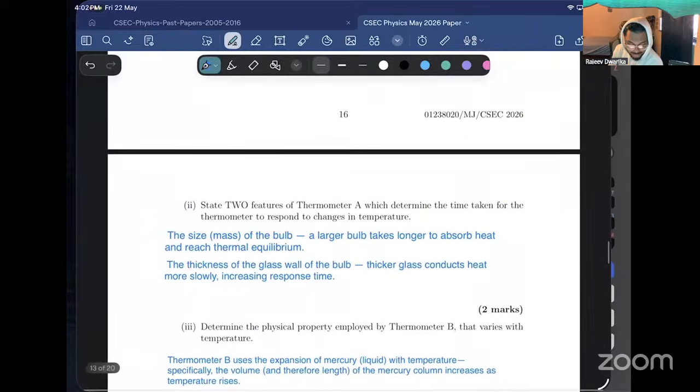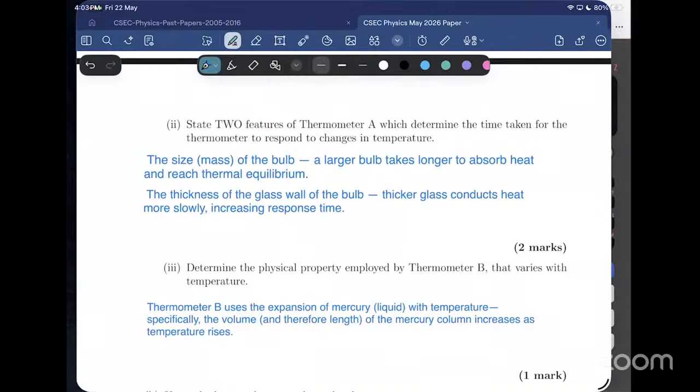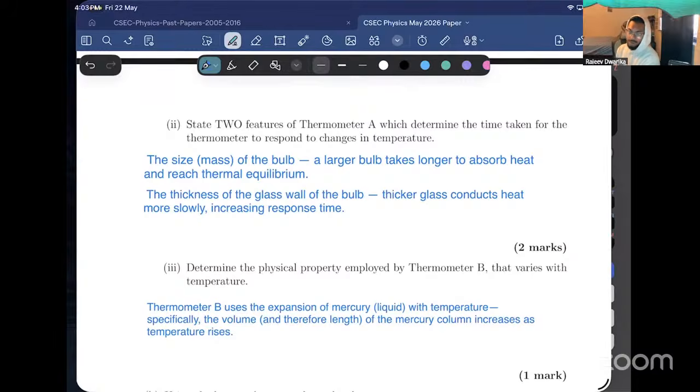I already have the answers here, because I'm not going to write all this. State two features of thermometer A which determine the time taken for the thermometer to respond to changes in temperature. Number one, the size or the mass of the bulb. A larger bulb will take longer to absorb heat and reach thermal equilibrium. If the bulb is larger, it has to heat up more contents, so that takes longer. Thermal equilibrium just means that throughout the bulb, it's the same temperature.